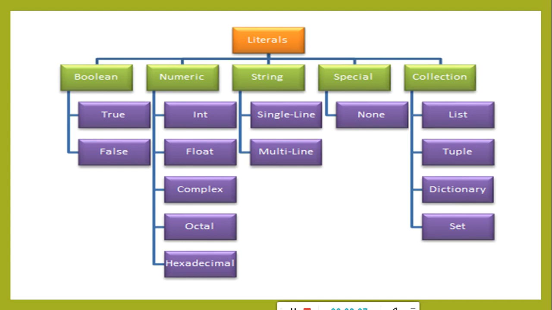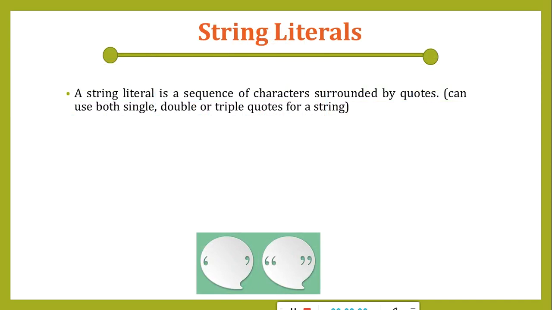There are multiple types like list, tuple, dictionary, and sets. These are all called collection literals, where we have a collection of different data types, like integer, float, Boolean, as well as string and special values. All can be collected together, and therefore they are called collection literals. Examples are list, tuple, dictionary, and sets. So let's move ahead and we'll see the different literals one by one.